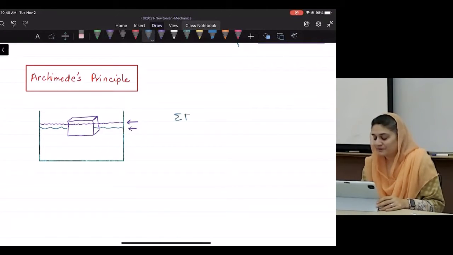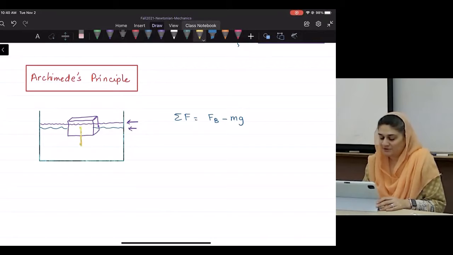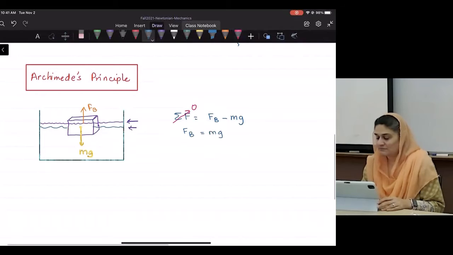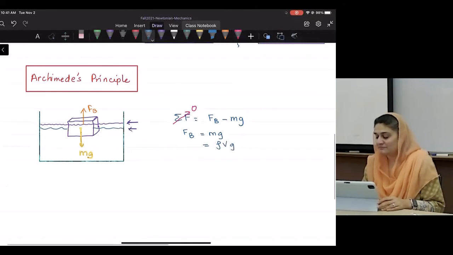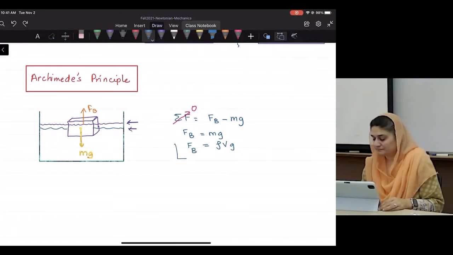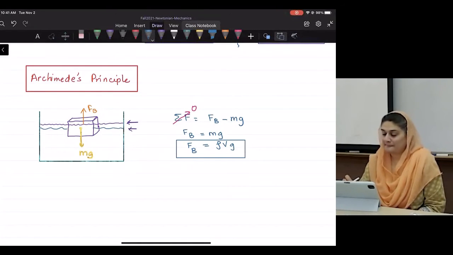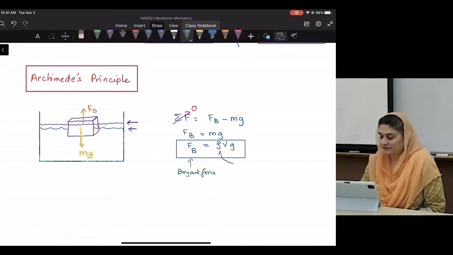So how do we write that? Sigma F equals the buoyant force minus mg. I put this in water, mg goes down, and the buoyant force is what's pushing it up. Is it accelerating? No. So that means F_B equals mg. Can I write m as rho V? And that's the buoyant force, where F_B is called the buoyant force. This is the density. This is the volume displaced.